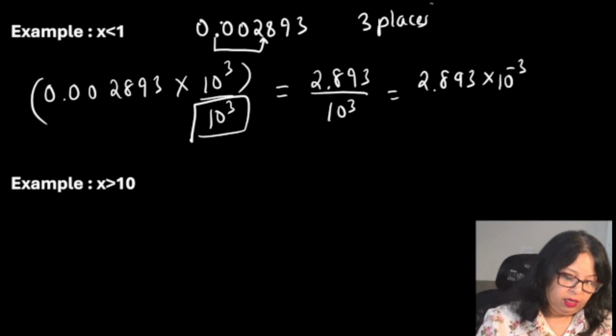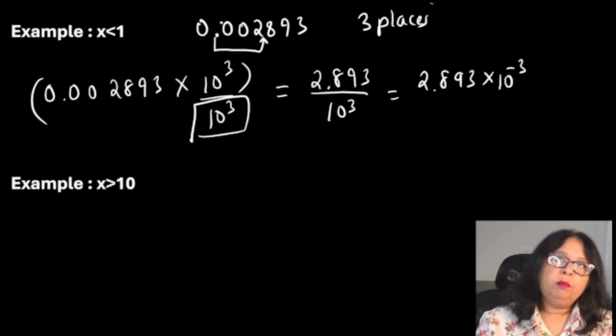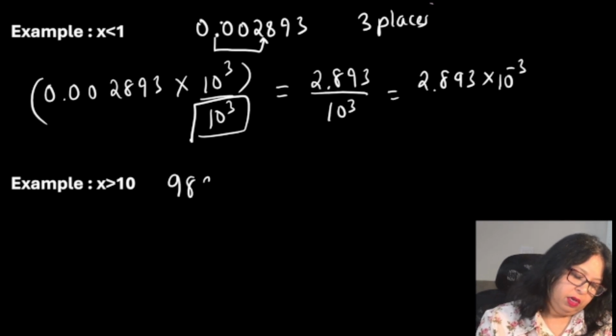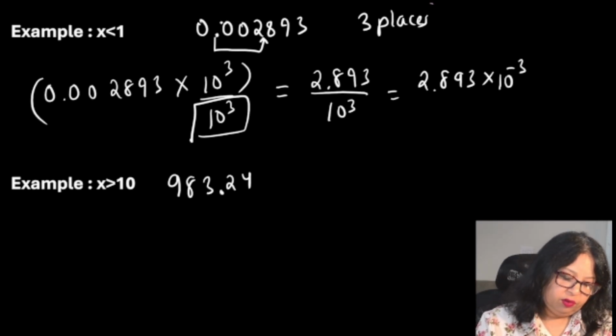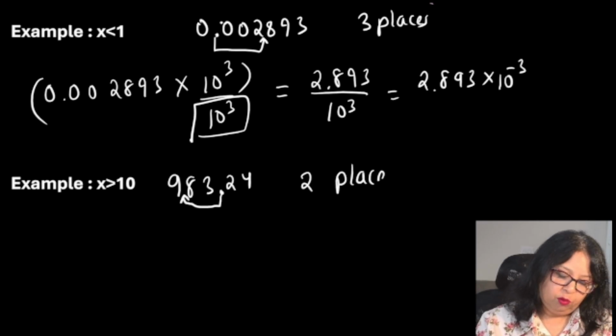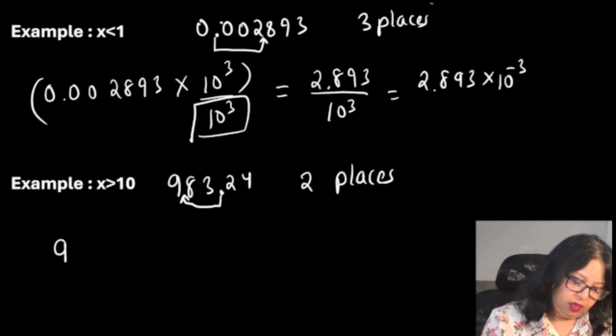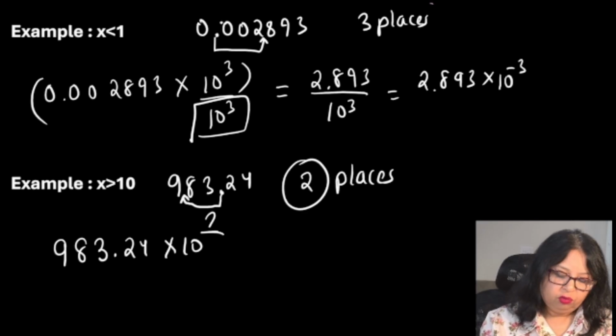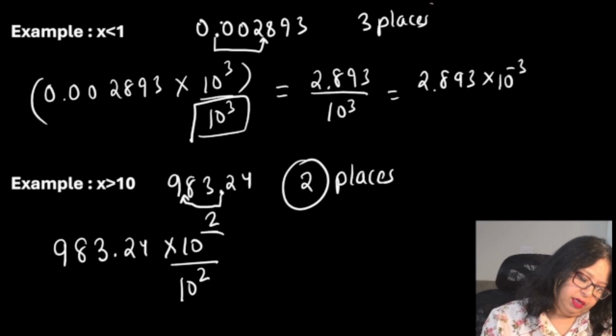Next, look at an example of a number greater than 10 that is now converted into scientific notation. 983.24. So this number is obviously greater than 10. I need to move the decimal over to the left, so it now lies between 9 and 8. So the decimal moves over by 2 places. So the original number 983.24 times 10 to the power, what do you write here? This 2 over here. And divided by 10 to the power 2.